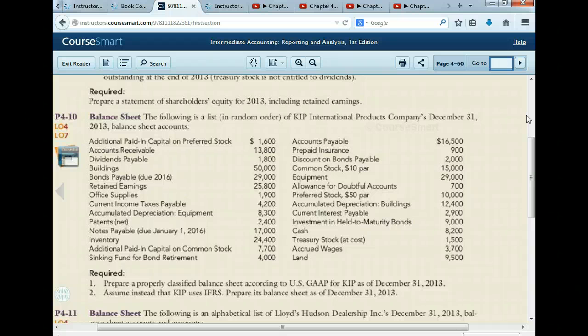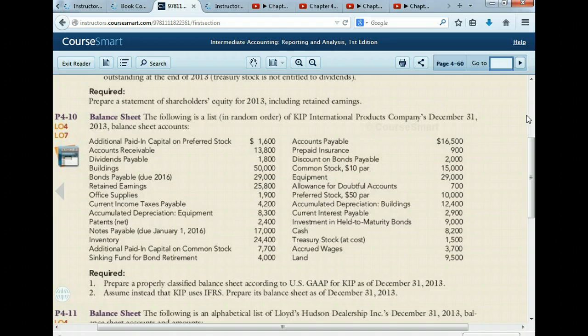Sinking fund for bond retirement, that is a little confusing for you. So you need to find out what type of asset this is. I think it's called other asset. Look into it. But you're not going to normally see that. If you're not sure, look in the book or Google it. Google is awesome.